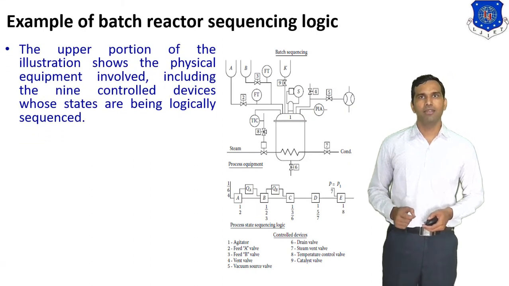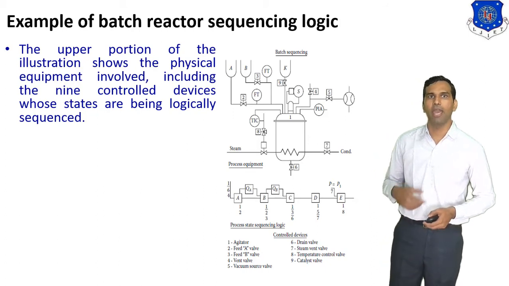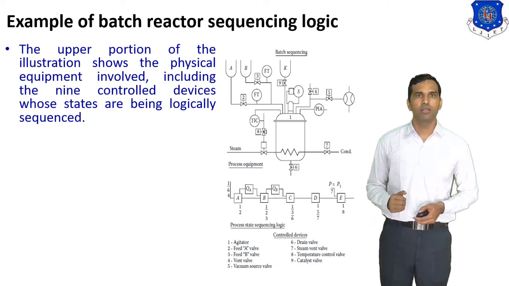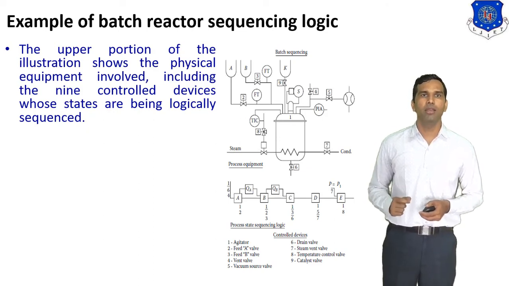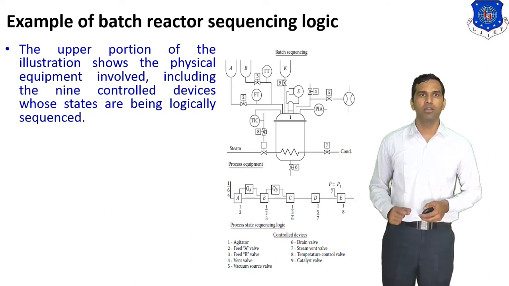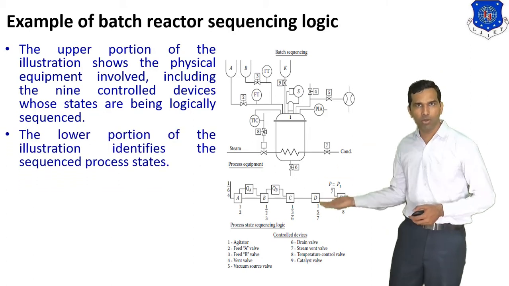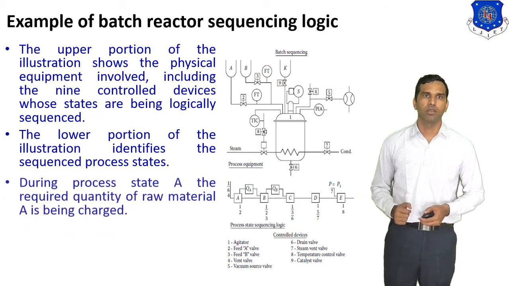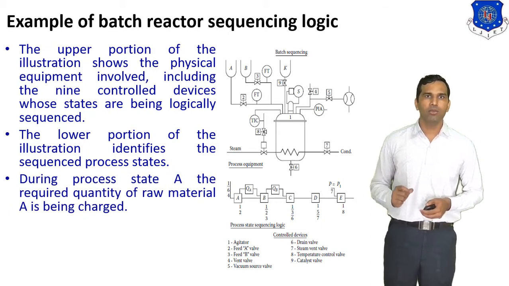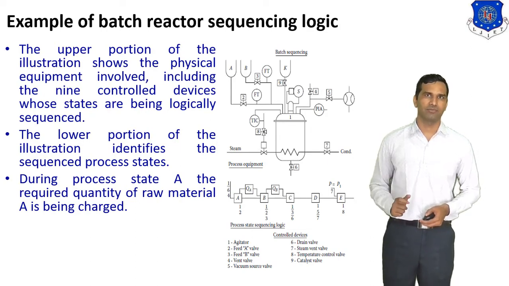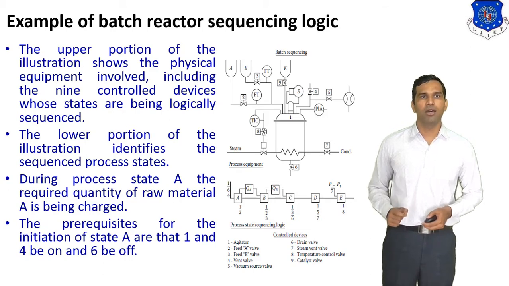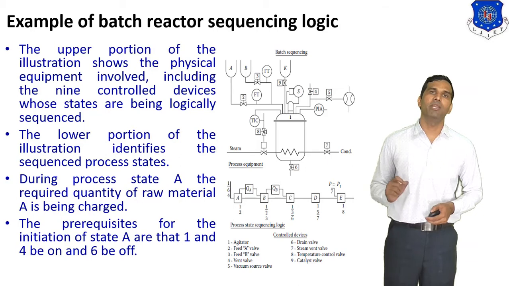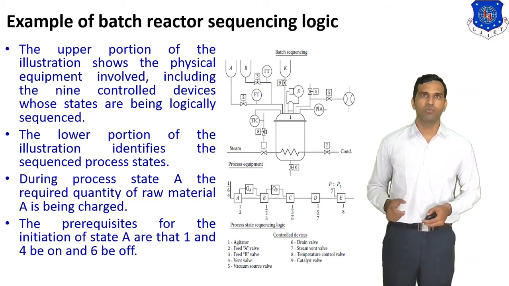Now we understand this sequencing step with the help of the example of a batch reactor. So here in the figure you can see the upper portion of the illustration shows the physical equipment involved, including 9 control devices whose status are being logically sequenced. And the lower portion of the illustration identifies the sequenced process states. During process step A, the required quantity of raw material A is being charged. The prerequisites for the initiation of state A are that 1 and 4 be on and 6 be off. So this is the prerequisite for this process.